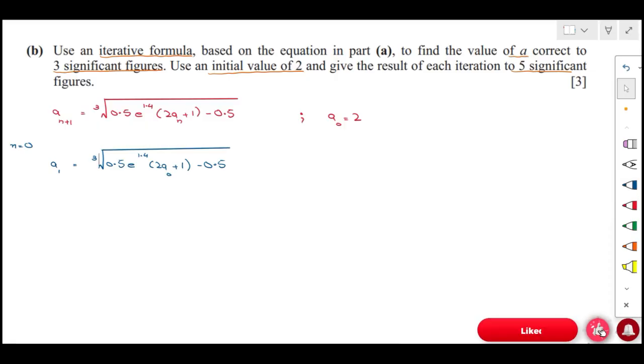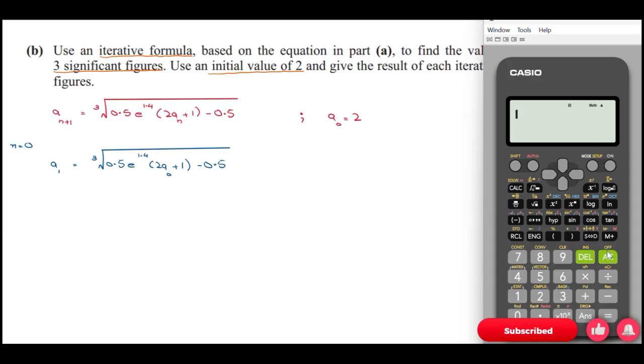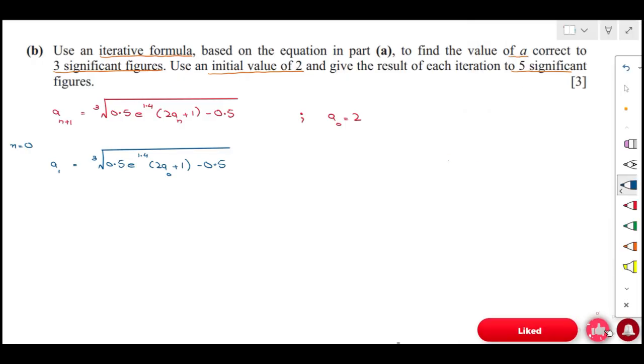So we have the cube root of 0.5 times e to the power 1.4 times 2 times 2 plus 1, and minus 0.5. This is up to 5 significant figures in each iteration. So up to 5 significant figures: 1, 2, 3, 4, and 5. This is the fifth significant figure, right?